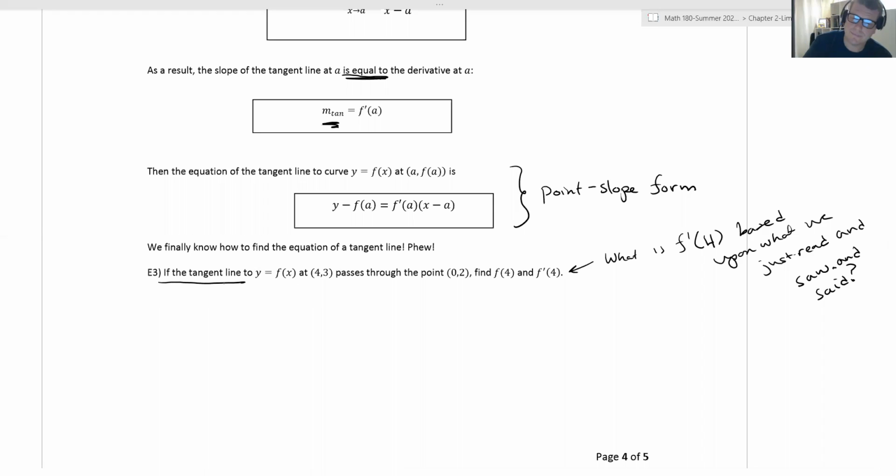All right. So this is a reading skill. The slope of the tangent line at A is equal to the derivative at A. So what is f prime of 4? Don't worry, it's okay if you're not right. Just tell me what you think. Don't give me a number. I don't want a value. I want to know just what it is as a concept.